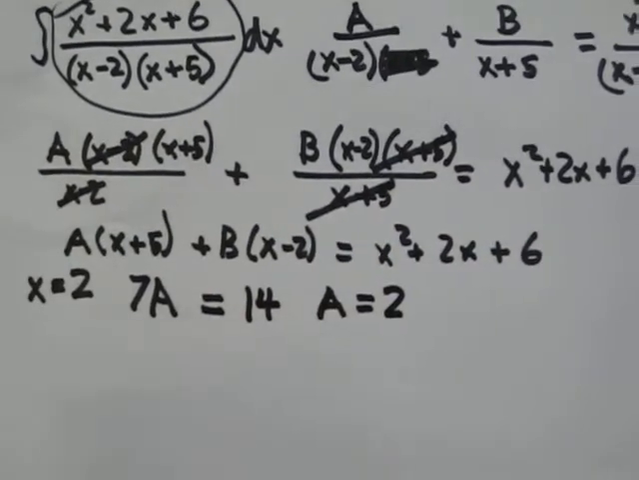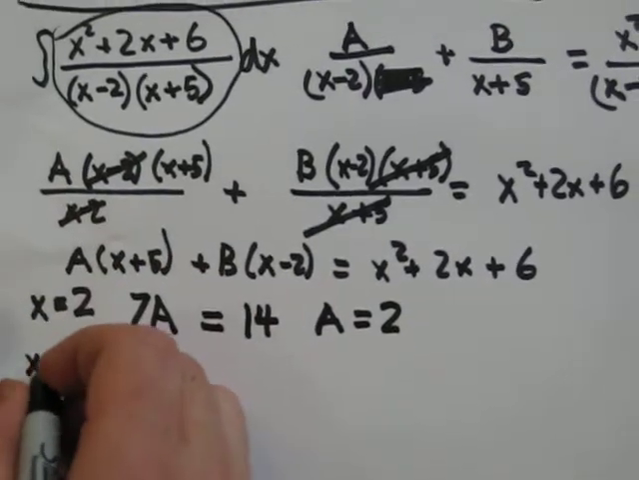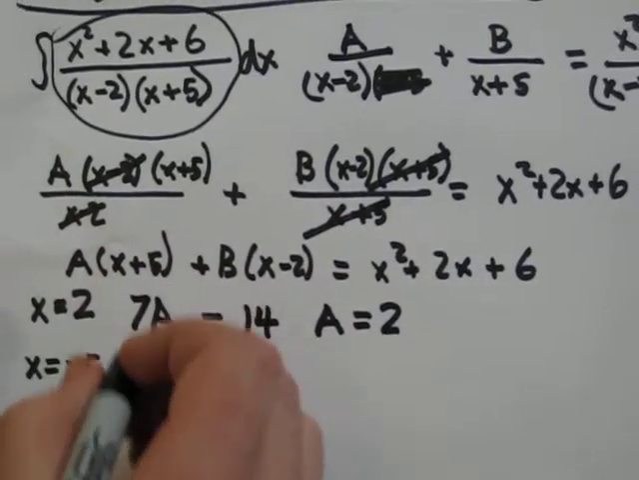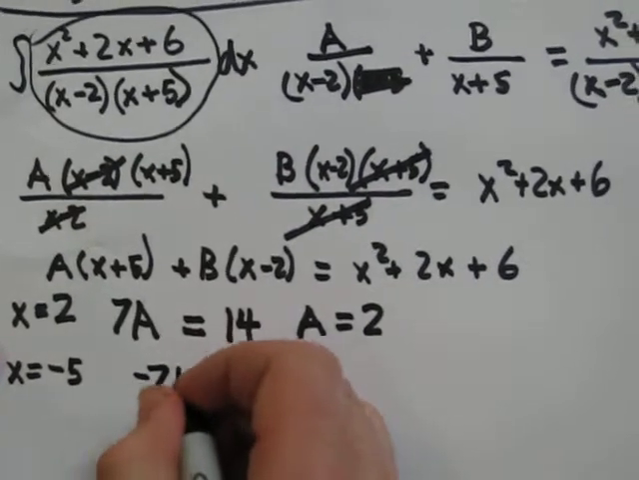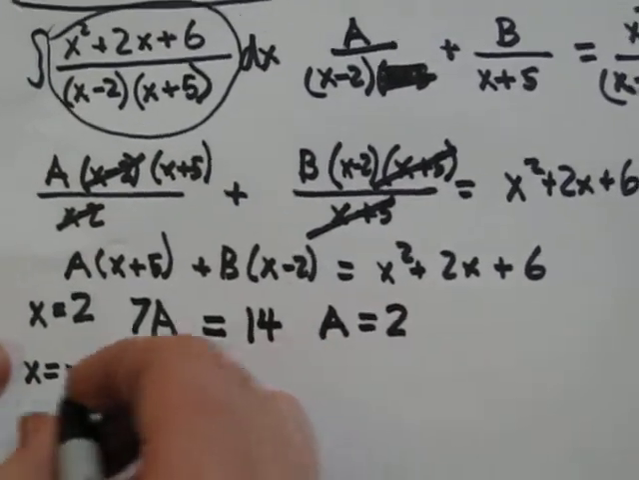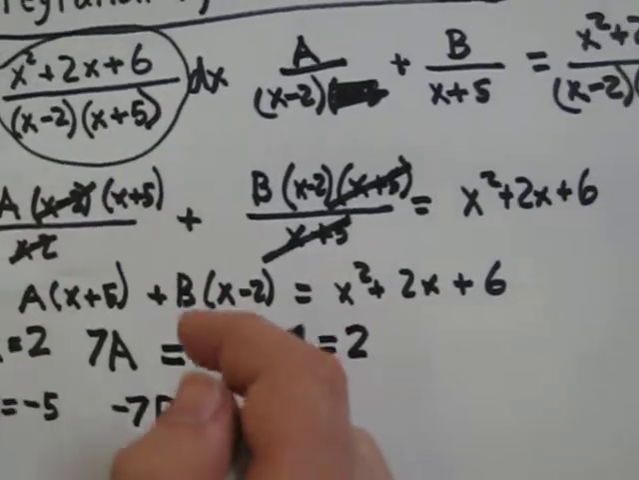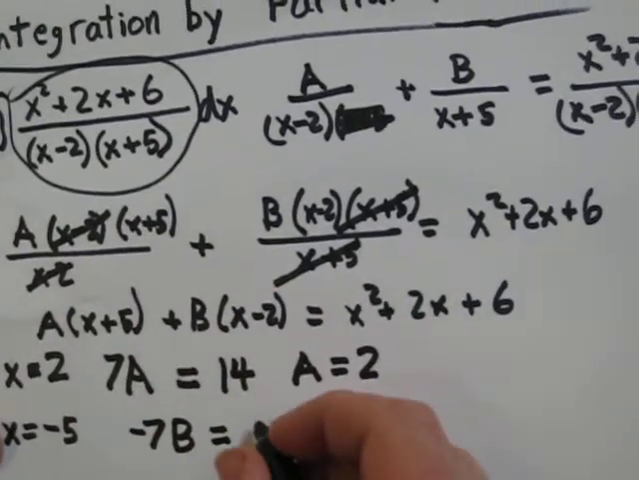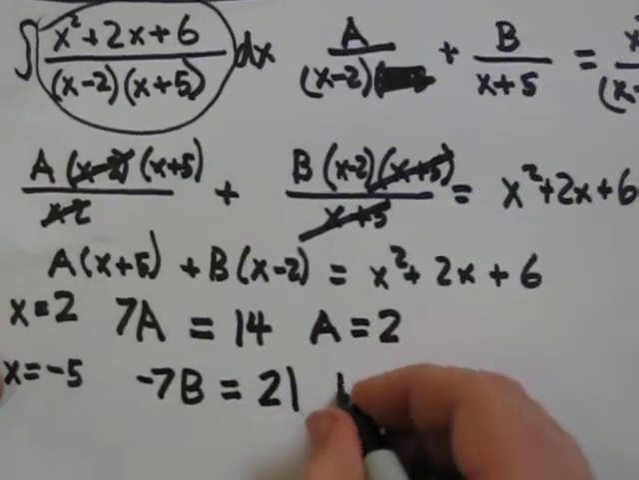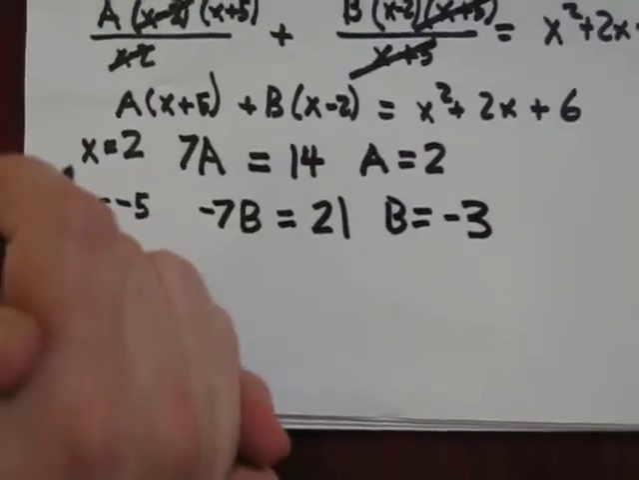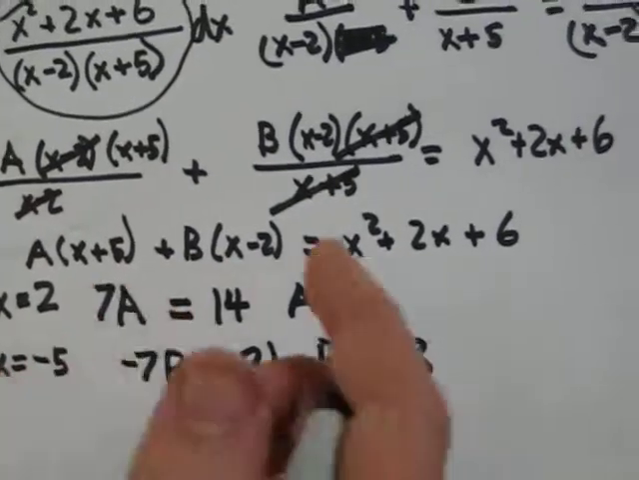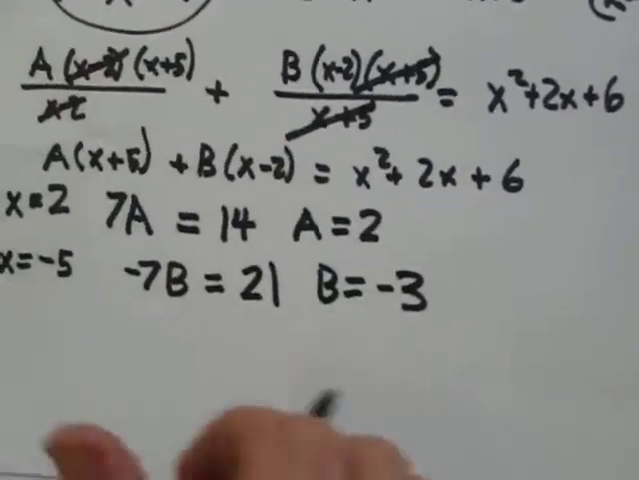Now we'll do the same thing to eliminate A. Put in minus 5, and that gets rid of the A. And then we get negative 7B equals, plug in the minus 5 on the other side, 25 minus 10 plus 6 is 21. Therefore B equals negative 3. So now we have our A and B, but we're not done. We still have to integrate, which was our original goal.